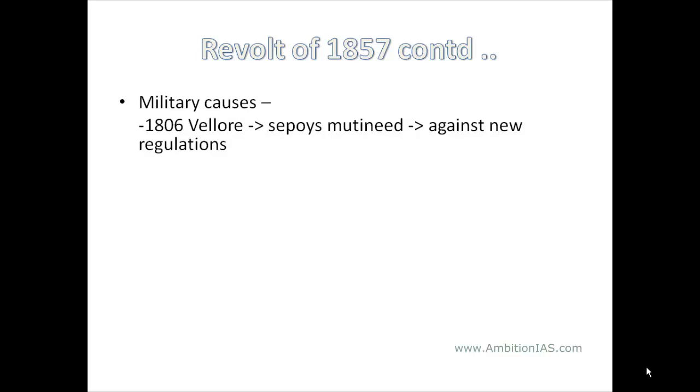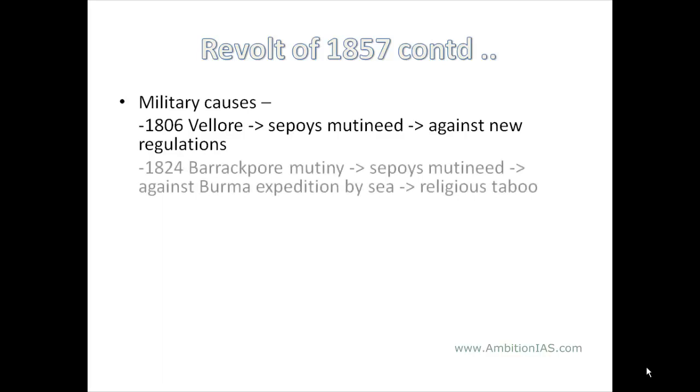In Vellore, during 1806, there was a Sepoy mutiny, and that was against the new regulations which were introduced then. In Barrackpore in 1824, there was a mutiny among the sepoys. It was against the sea expedition to Burma. This was particularly not favored by the locals, as in those days traveling by sea was considered to be a religious taboo among the Hindus.